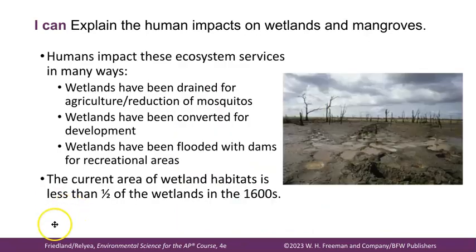All right, so what do we do to wetlands? We drain them. Like this is a drained wetland, and it might be turned into houses, or it might be turned into agriculture. In the United States, we drain them to get rid of mosquitoes. Back in the day when we used to have malaria in the US, this was a long time ago, 1700s. And the current area of wetlands is about half of the wetlands that were in the 1600s.